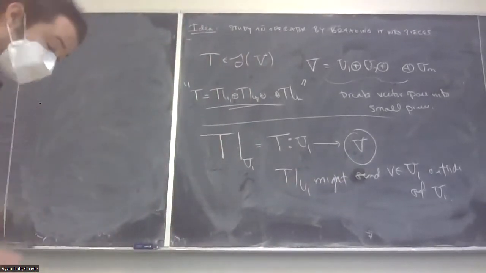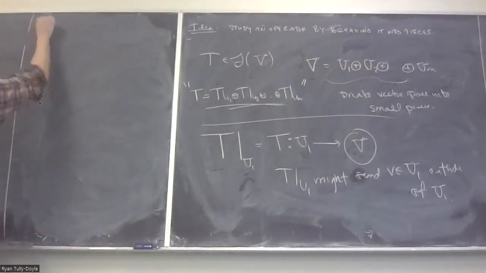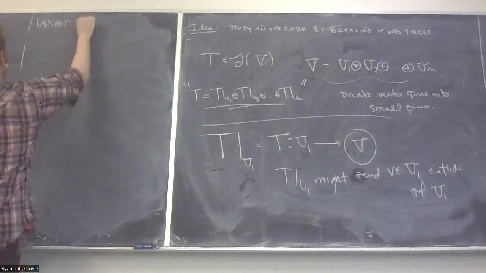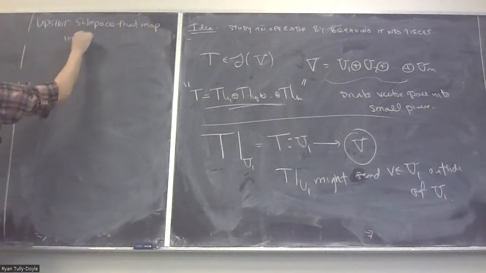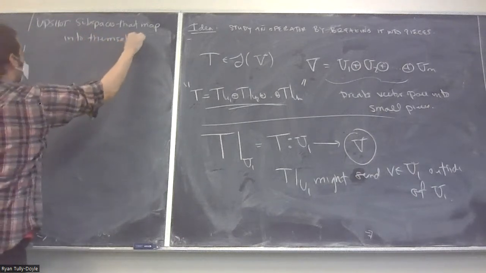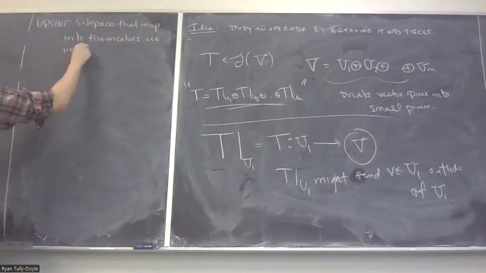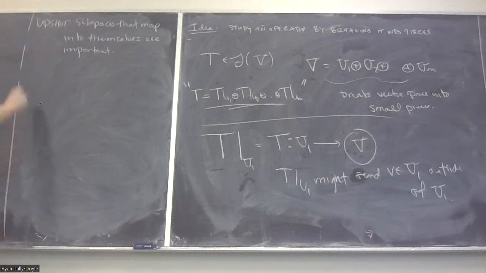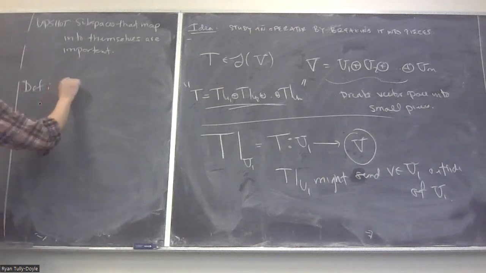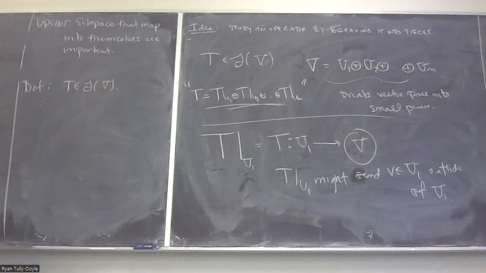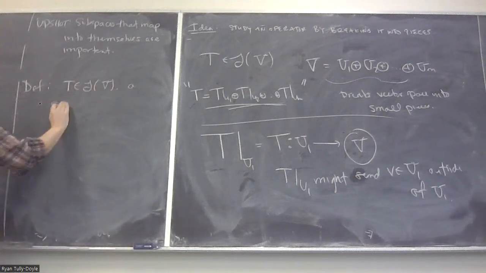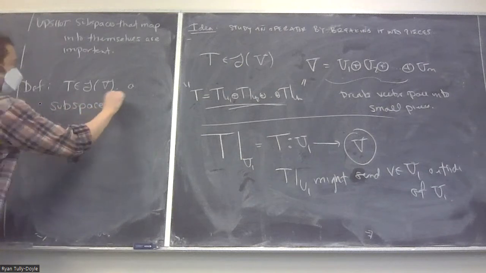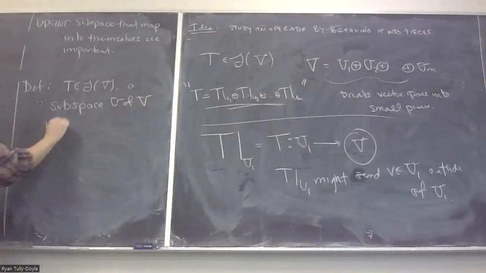Okay. So the upshot of this is subspaces that map into themselves are important. And let's give them a name, a definition. We'll let T be an operator. Then we say a subspace U of V is invariant.